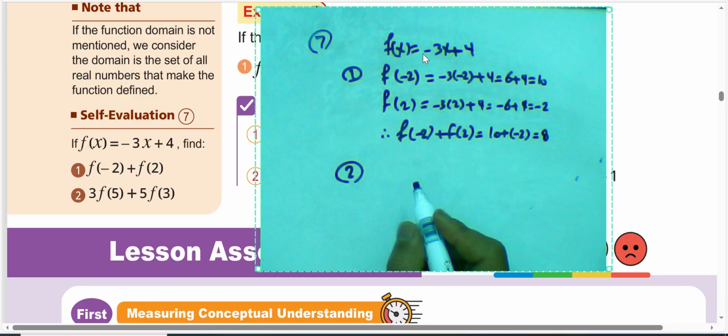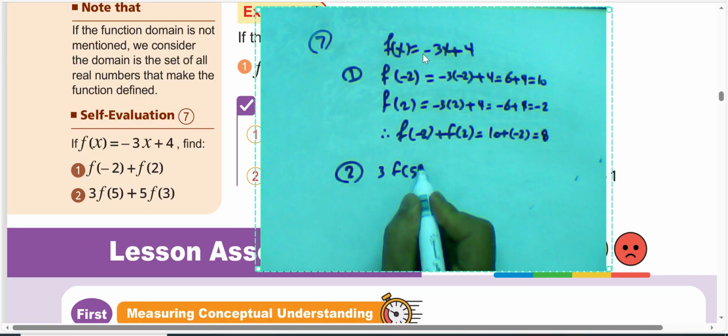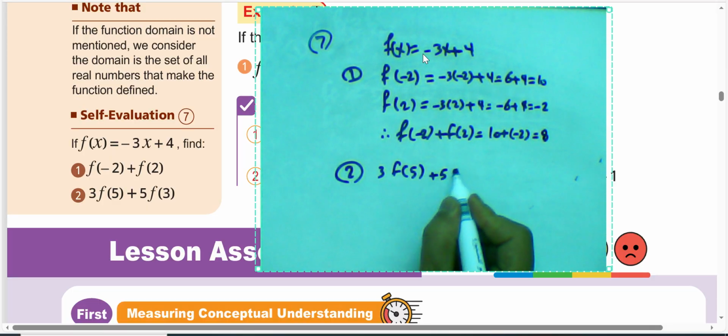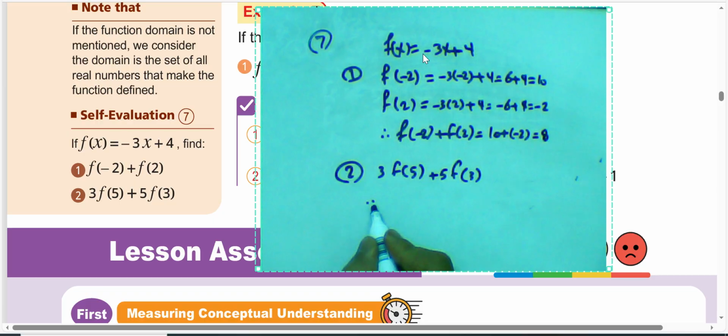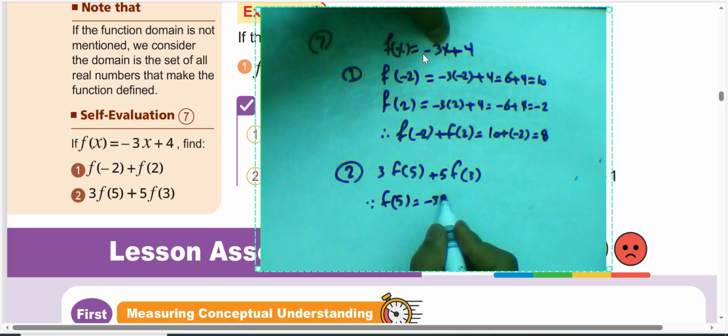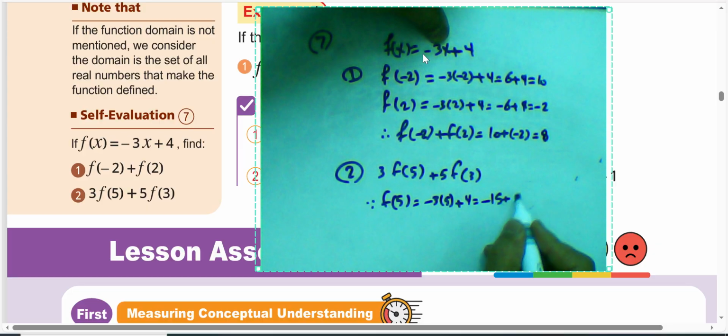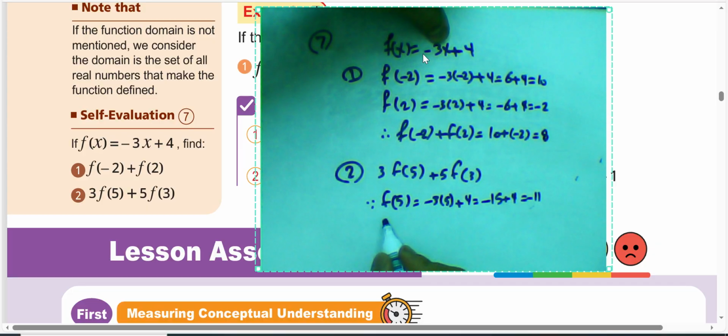Question number 2: 3 times f of 5 plus 5 times f of 3. We can find first f of 5. Put 5 in this function. We have negative 3 times 5 plus 4. Negative 3 times 5 is negative 15, plus 4. It will be negative 11.